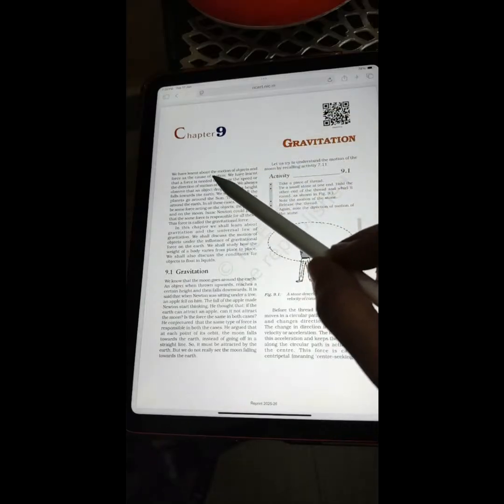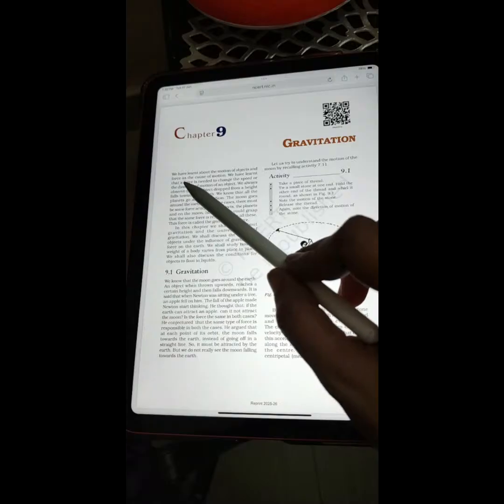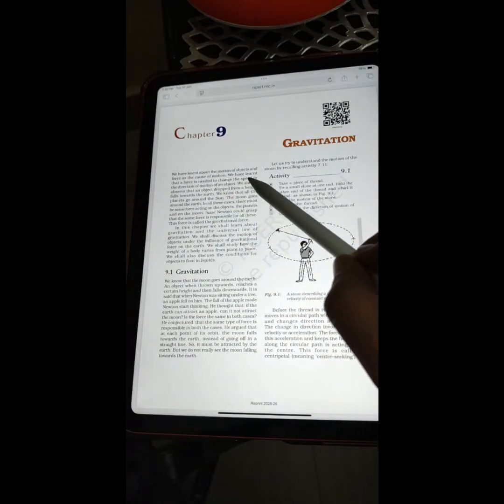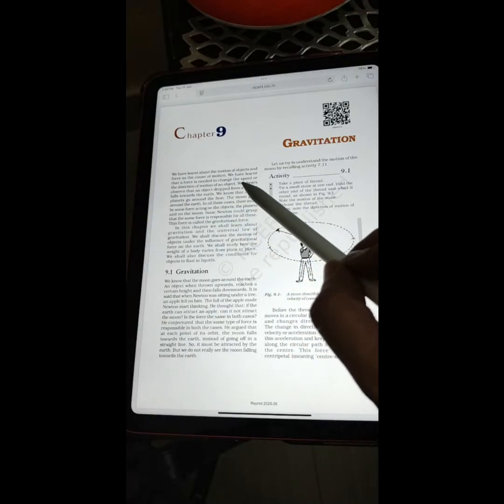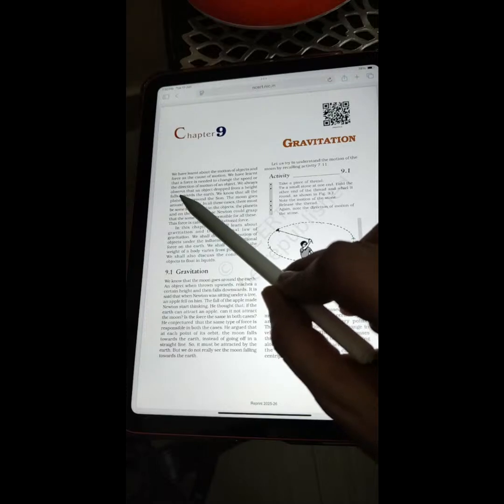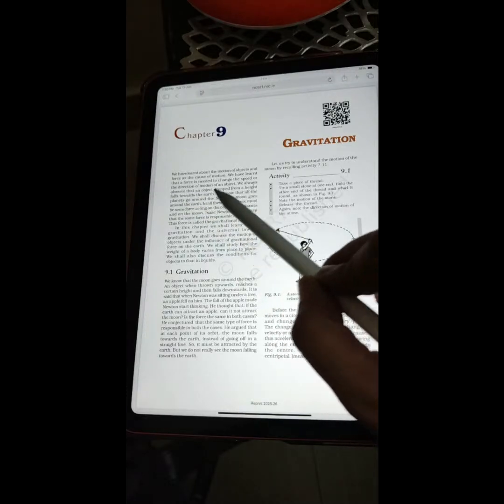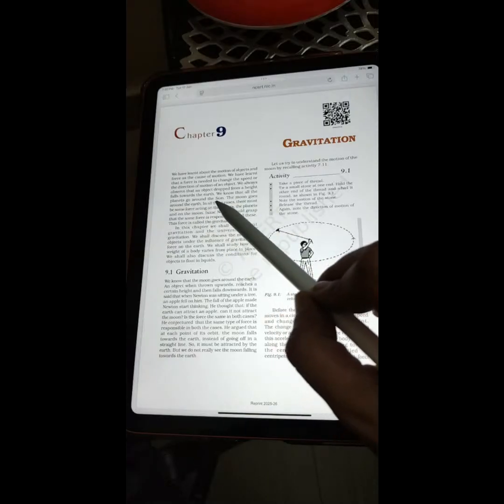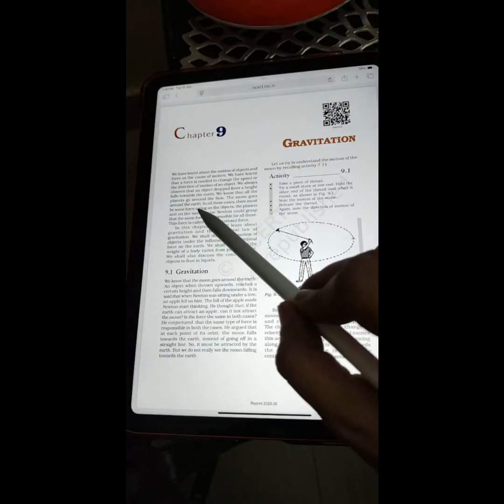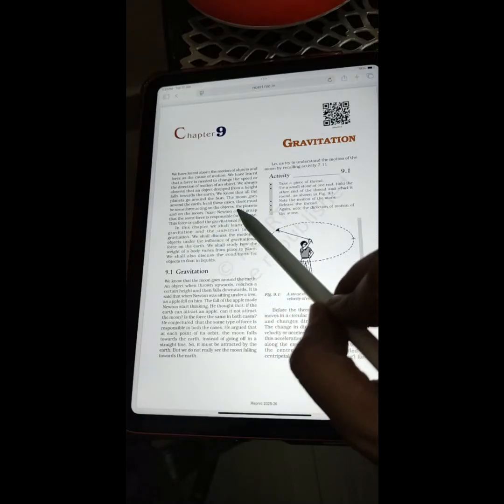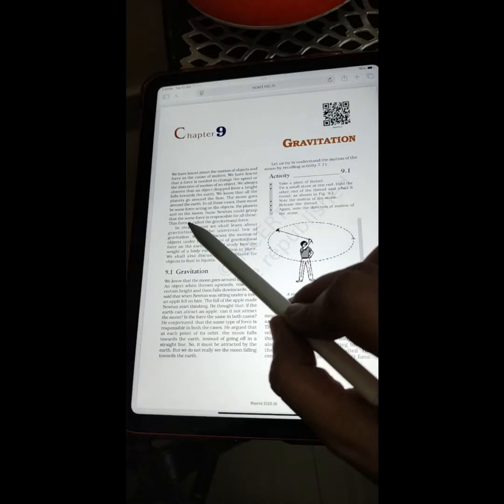So we have learned about the motion of objects and force as the cause of motion. We have learned that a force is needed to change the speed or the direction of motion of an object. We always observe that an object dropped from a height falls towards the earth. We know that all the planets go around the sun, the moon goes around the earth. In all these cases, there must be some force acting on the objects, the planets, and on the moon.